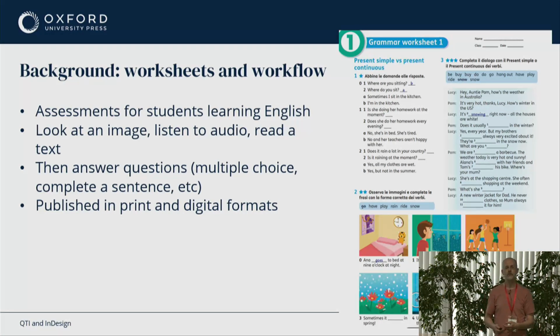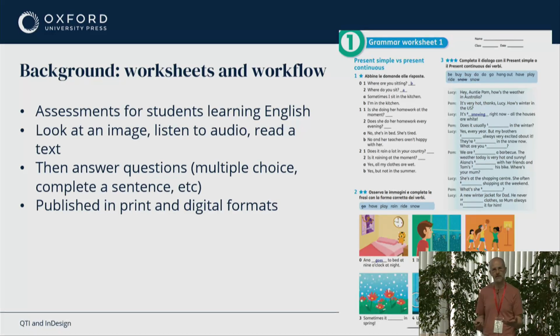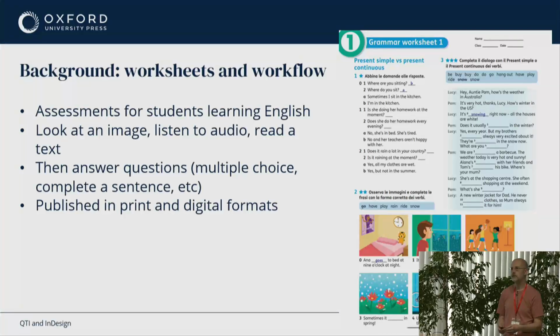So what are we trying to do? OUP, amongst many other things, publishes worksheets for students learning English. These are activities where a student will read a text, look at an image, listen to an audio, and then answer questions about it. And there's lots of different kinds of activities that they're asked to do. And we produce these in print and digital formats.